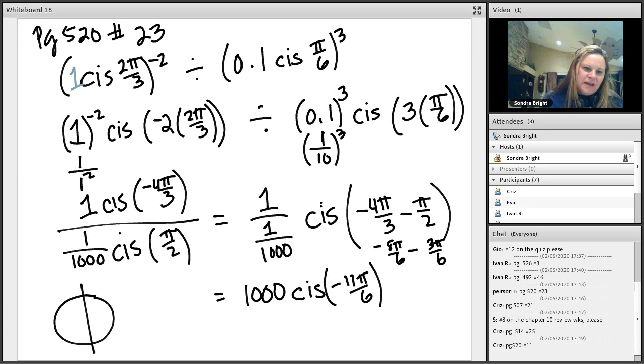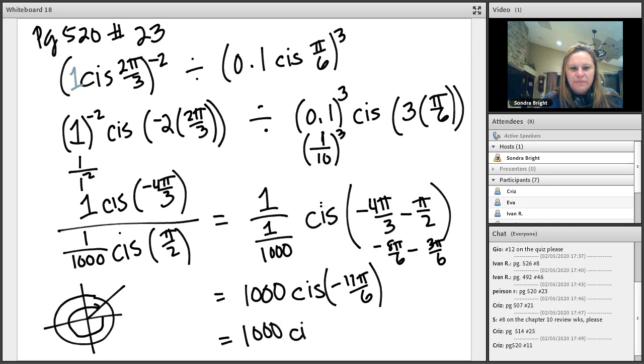Negative 11 pi over 6 would be going this way and almost all the way around, and then here, right, which is the same as pi over 6. And so the answer that the book gives is 1,000 cis pi over 6, because they are coterminal. And then pi over 6 is in between 0 and 2 pi. So they're coterminal.